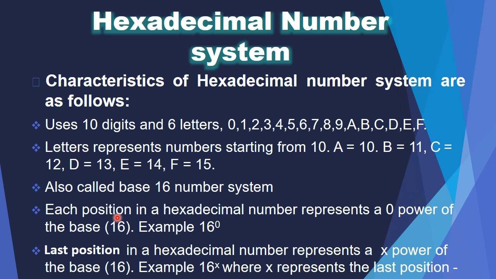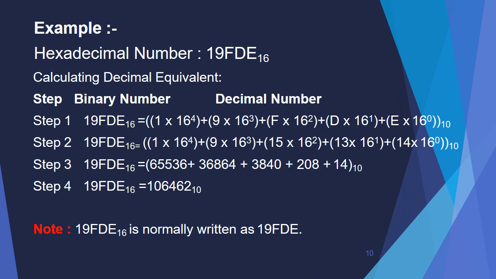Now each position in hexadecimal numbers represents a power of the base 16. For example, 16 to the power of 0, where 16 is the base and 0 is the power. The last position in the hexadecimal number system represents the x power of the base 16. Example, 16 to the power of x, where 16 is the base over here and x is the power, where x is the last position. Now next, how do we convert a hexadecimal number into the decimal number system?